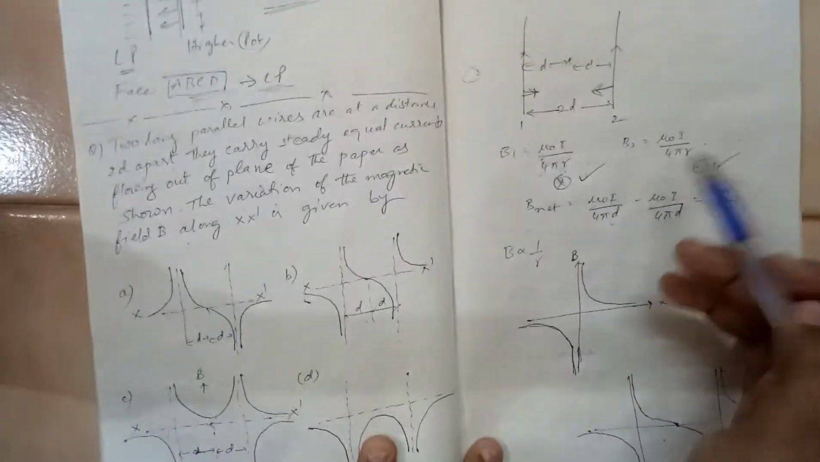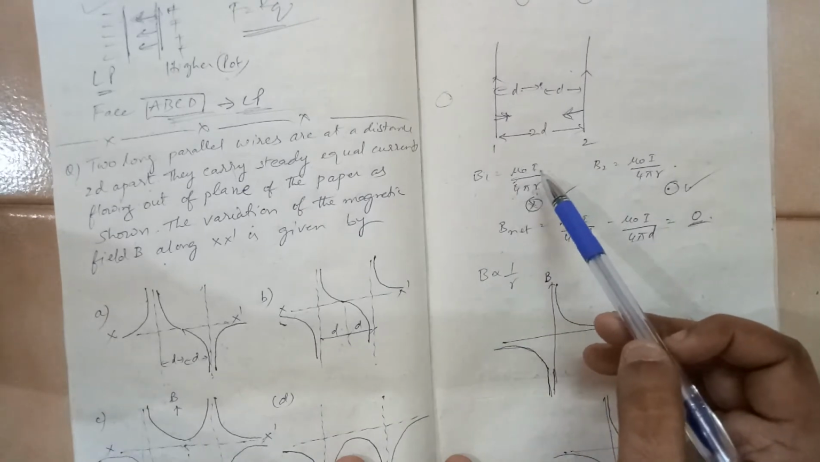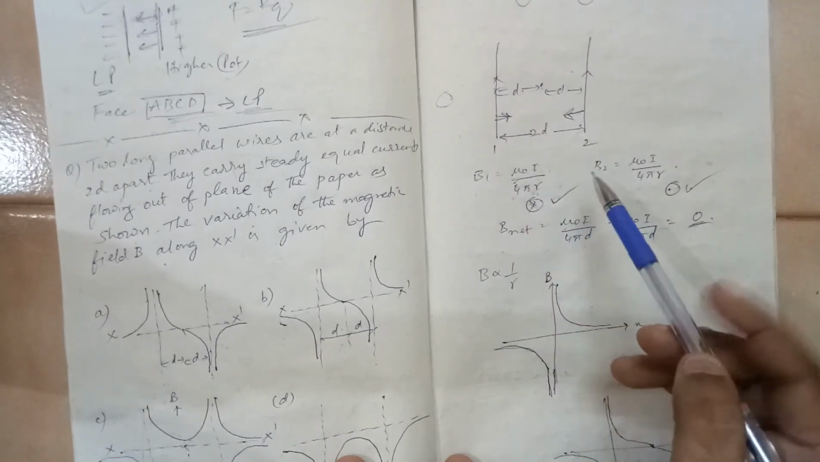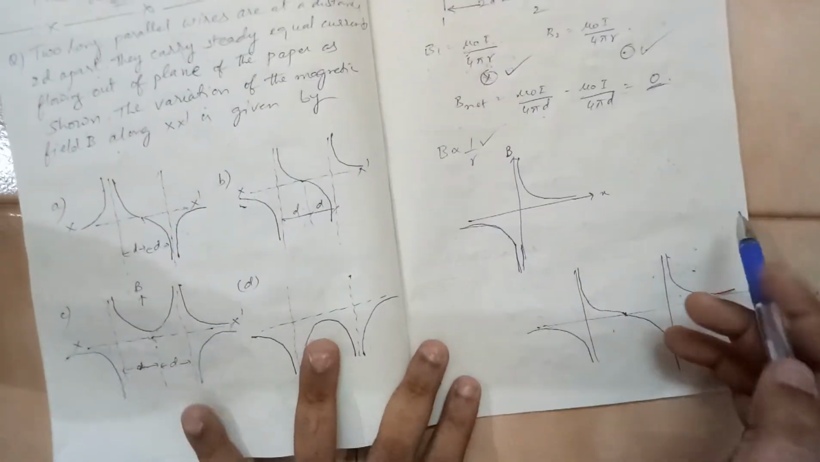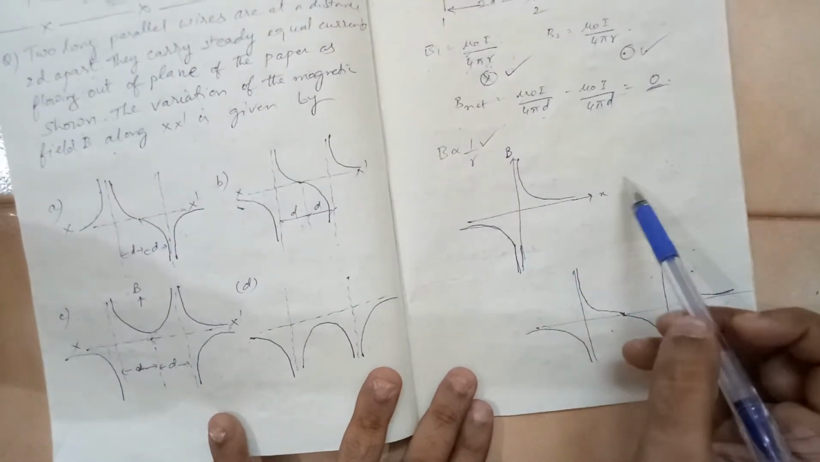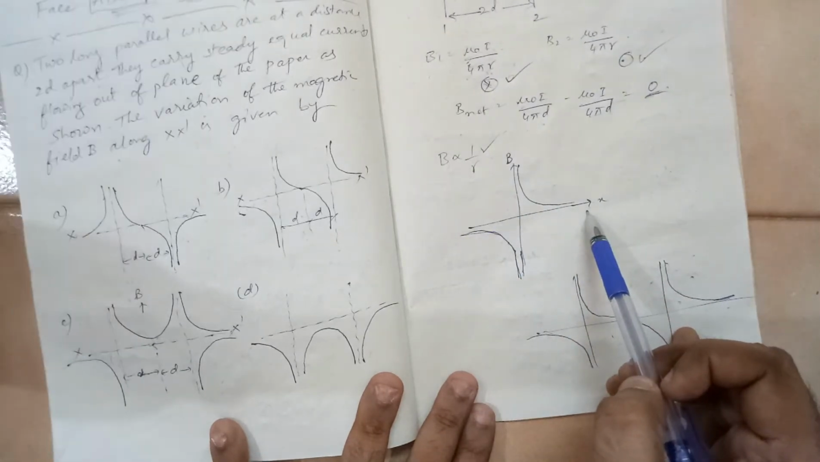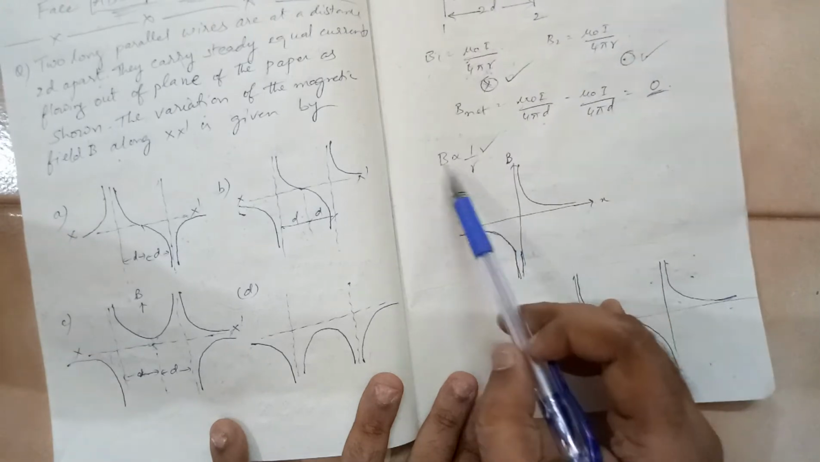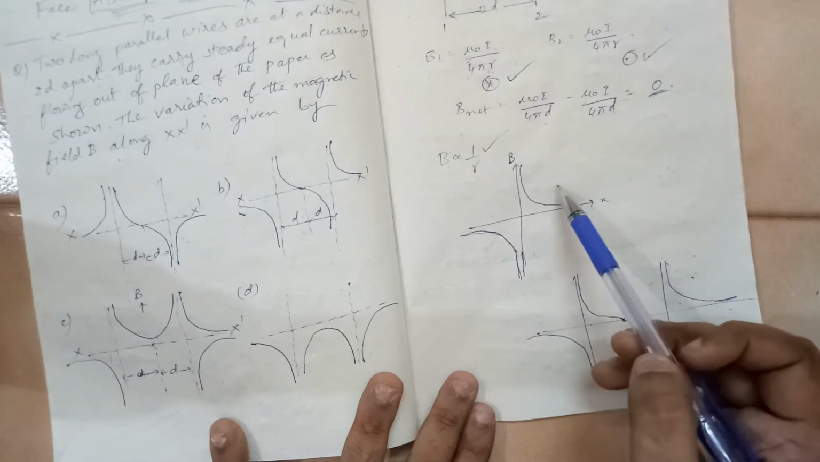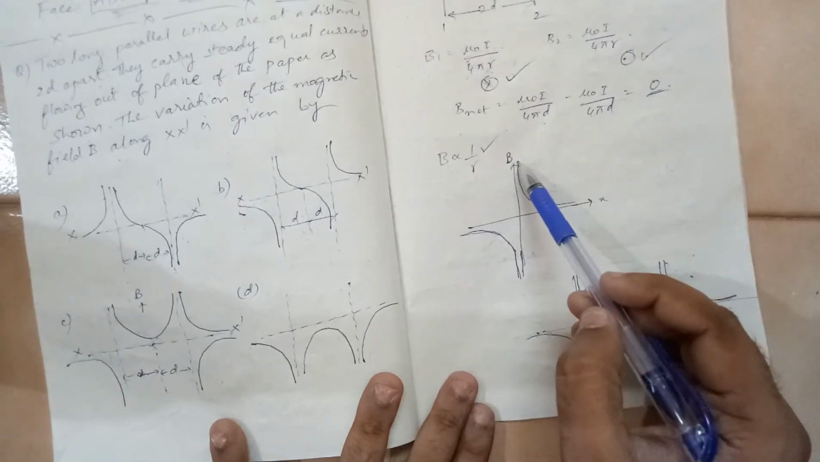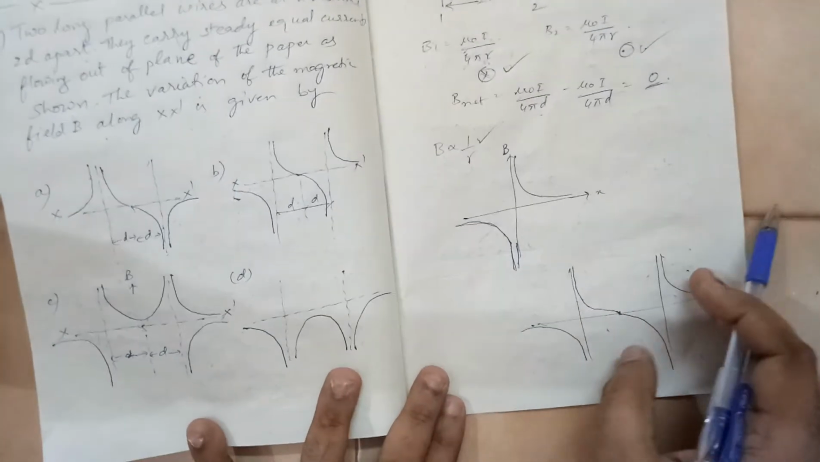If you see here, mu naught I and 4 pi are constants. So B varies as 1 by r. So this is a hyperbola. The shape of the graph will be like this: r tending to infinity, B tends to 0. r tending to 0, B tends to infinity, and it will be a mirror reflection if you take the negative values. So this is for the positive value, this is for the negative value.